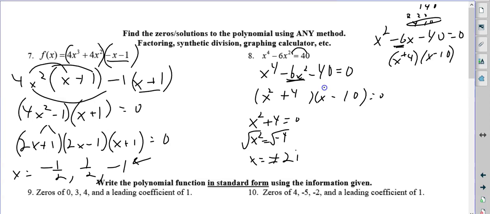And then this one, forgot to make it squared there, sorry, is going to be x squared minus 10 equals 0. X squared equals positive 10, square root both sides. Again, that's going to be plus or minus square root of 10. So there are my answers. There's my 4 answers. And none of them are nice, easy numbers you'd see on the table.